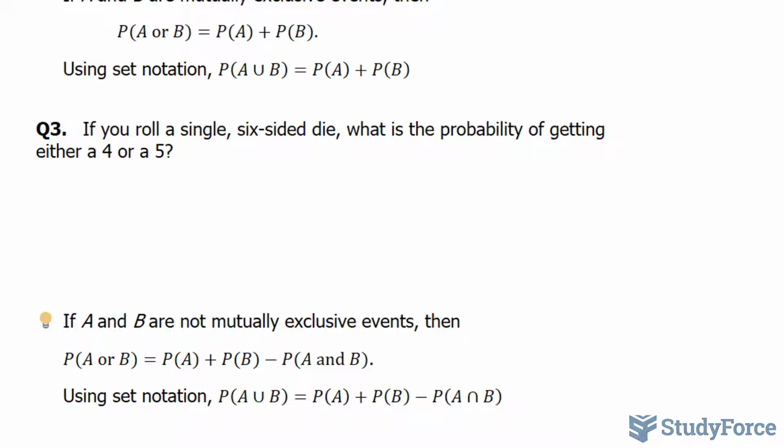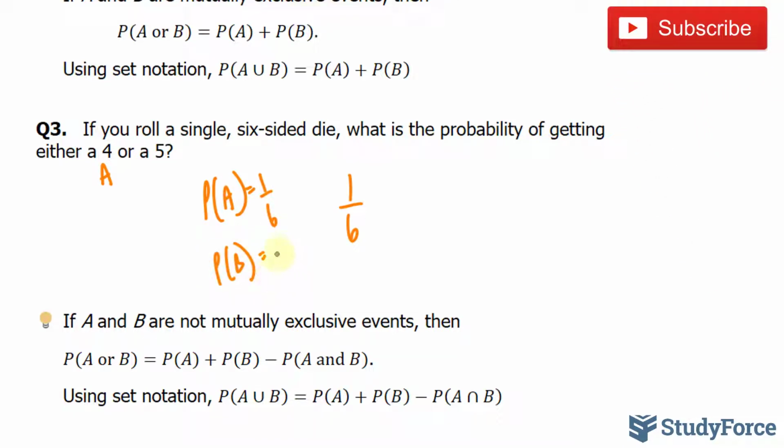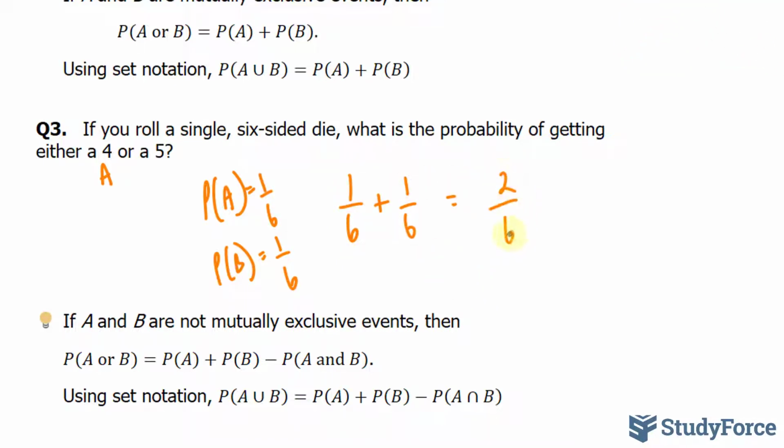Now, we know that the probability of getting a 4 is 1/6, and the probability of getting a 5 is also 1/6. So we'll take the probability of the first event, let's call it A, and the probability of the second event, let's call it B, and we add them up. Adding fractions with the same denominator is easy. We just add the numerators. And that means there is 1/3 the chance of getting either A or B.